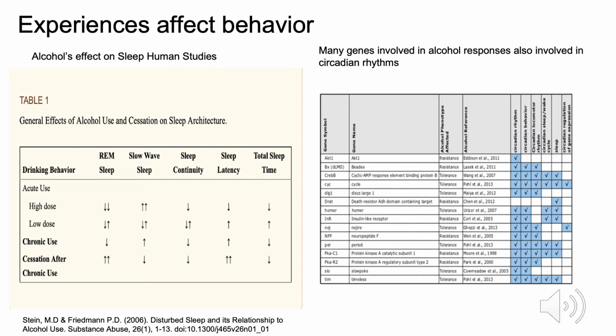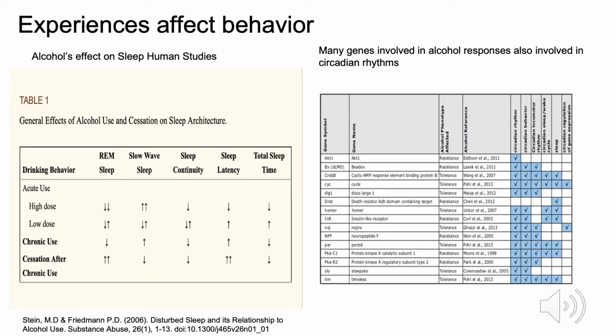There are many experiences, such as shock or stress, that affect the human brain in order to produce changes in behavior. In this poster specifically, I want to talk to you about how drugs, such as alcohol, affect sleep and sleep dysregulation.